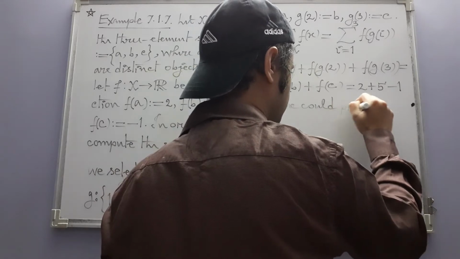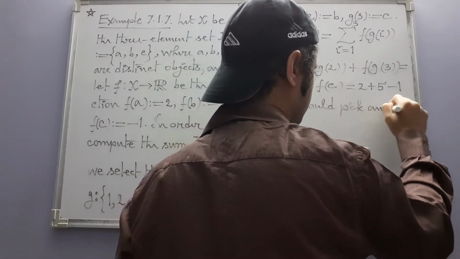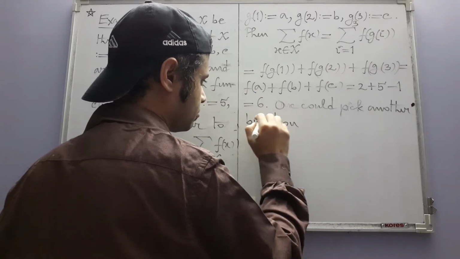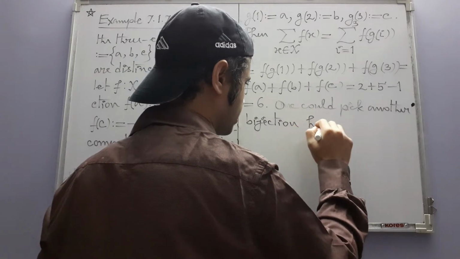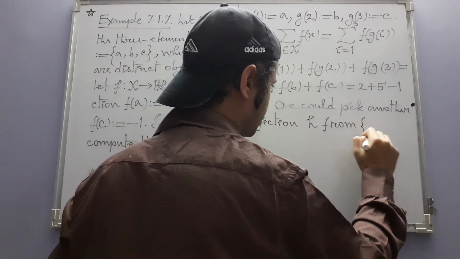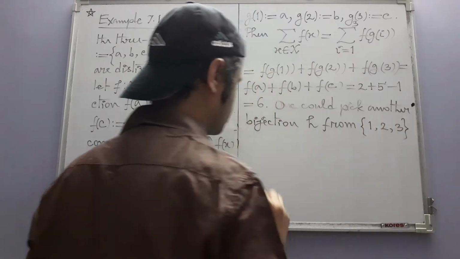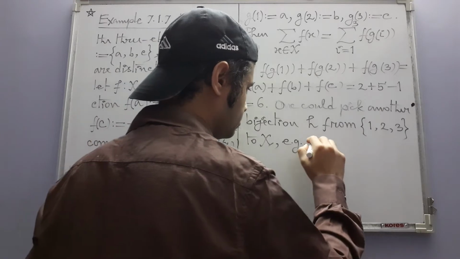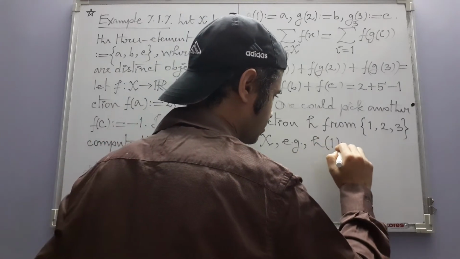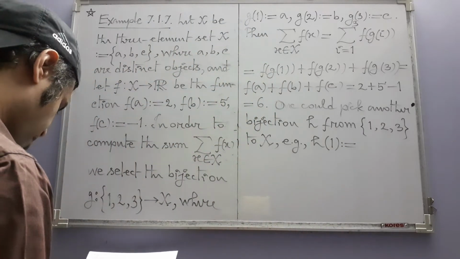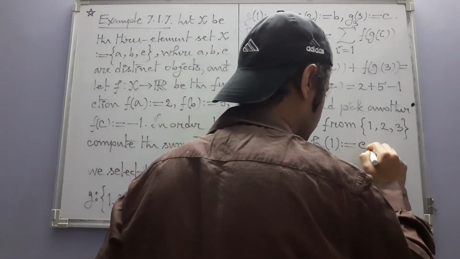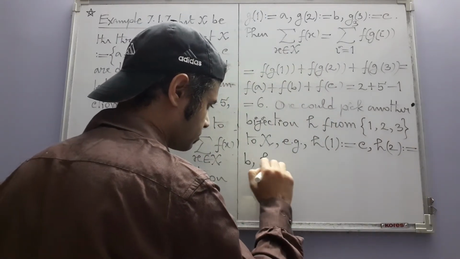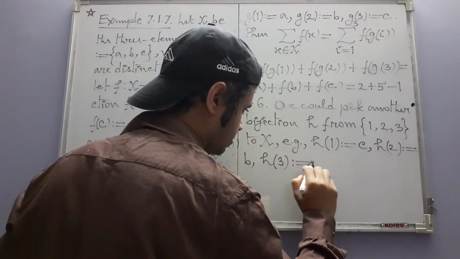One could pick another bijection, say H, from our set to X. For example, we can define H of 1 to be C, H of 2 to be B, and H of 3 to be A.